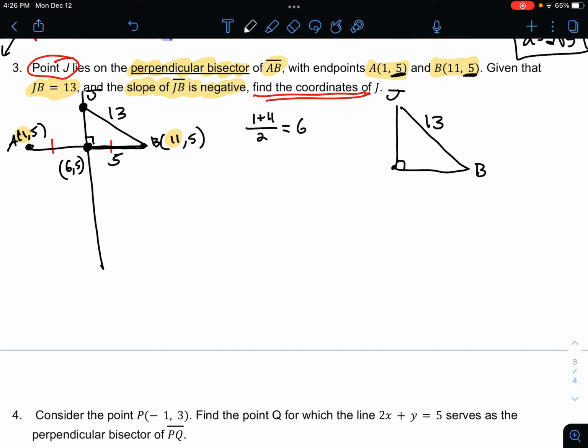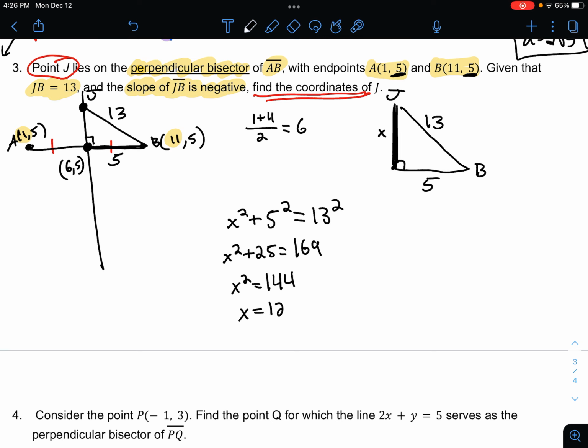JB is 13. This leg is 5. I can use Pythag, again, to find the length of this side. I'll just call that x for a second. So I'll say x squared plus 5 squared is 13 squared. Well, this means that x squared plus 25 is 169, or x squared is 144. Square rooting both sides gives x is equal to 12, so the length of this side must be 12.